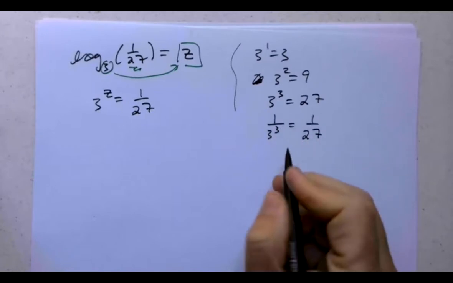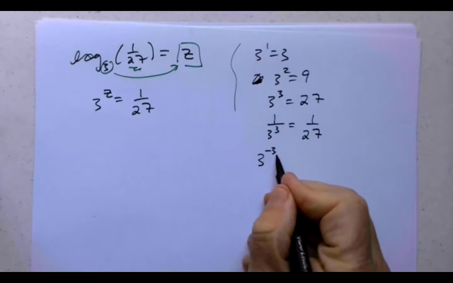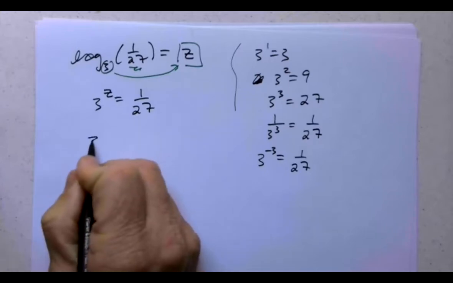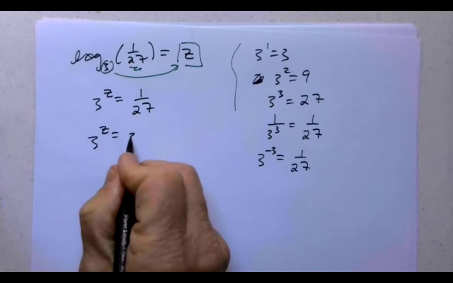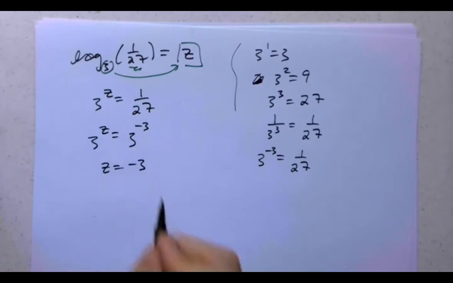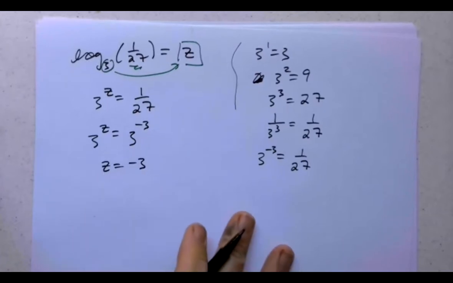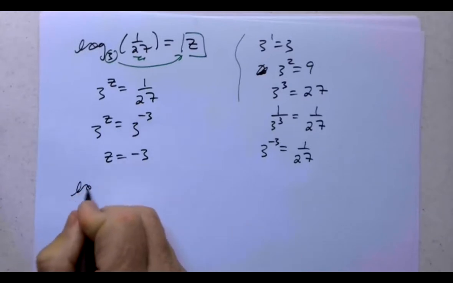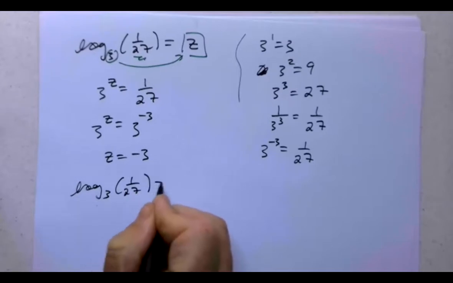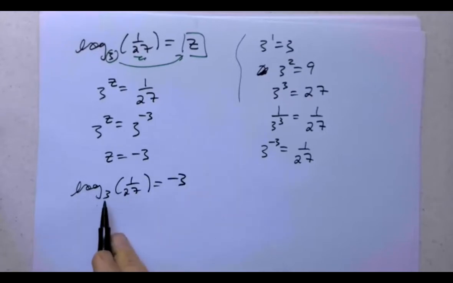But what is 1 over 3 to the third? That, of course, is 3 to the negative third is 1/27. So we get 3 to the z is the same as 3 to the negative third. So z equals negative 3, and we finish this off and say log base 3 of 1/27 equals negative 3. How do you check it? 3 to the negative third equals 1/27. Okay, what's next?